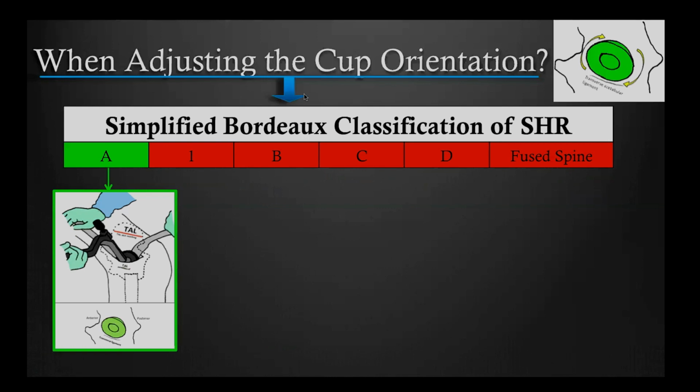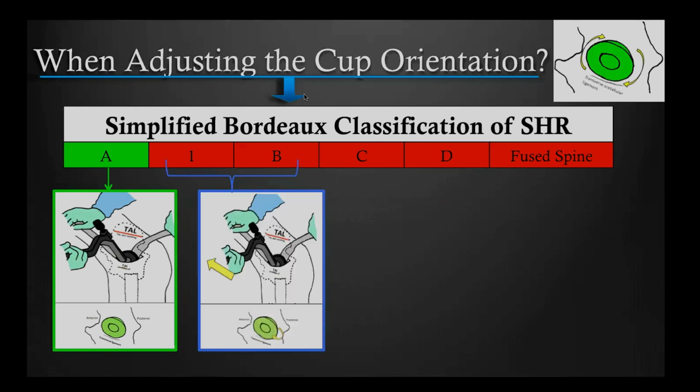For type A, so the normal patient, there is no need to adjust the cup. So the cup will be positioned parallel to the transverse ligament. In this case, anatomical alignment and kinematic alignment are overlapping.